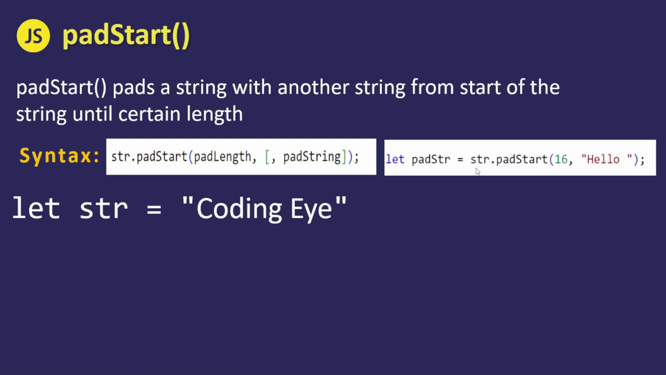str is the given string on which we are calling padStart, and pad length is given 16. That means until 16 characters we have to pad, and we are padding a hello string. If you pad like this, it will return a padded string, that is hello coding I.